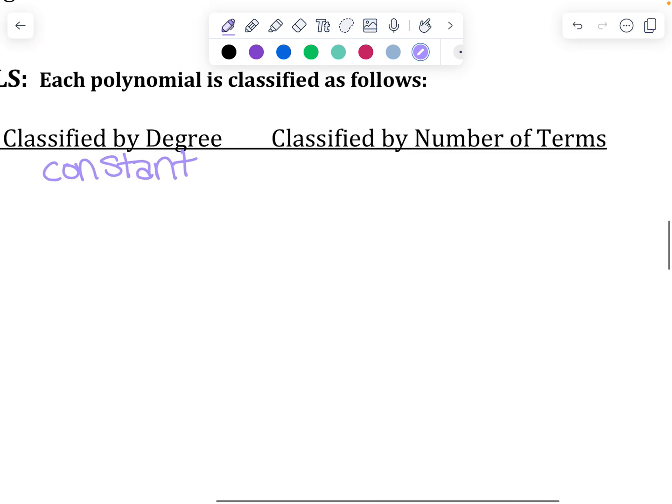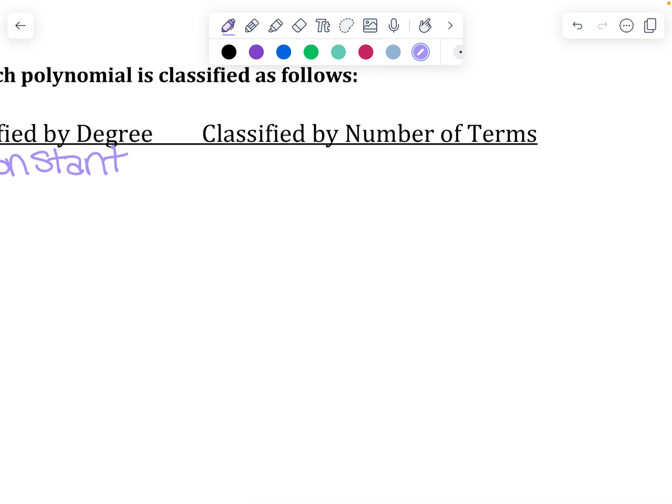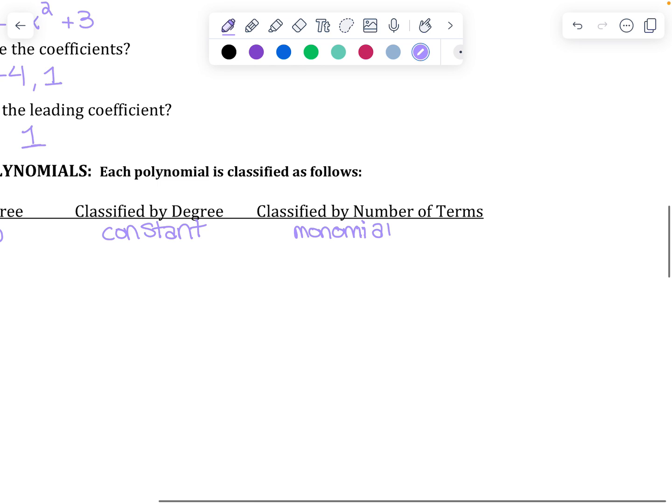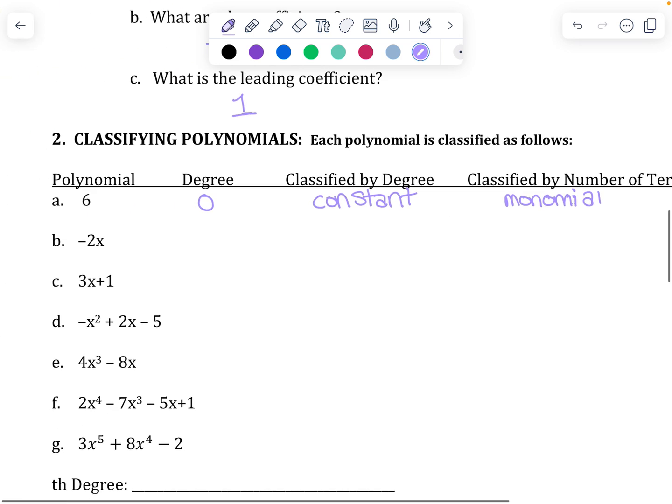If I want to classify by the number of terms, remember, if you don't see a plus or minus sign, you only see one thing and one thing only, then this is called a monomial. 1 is the loneliest number, if you know that song. So if there's no plus or minus signs, just know that this is a monomial, 1 term.